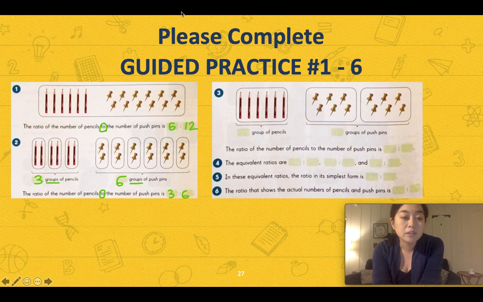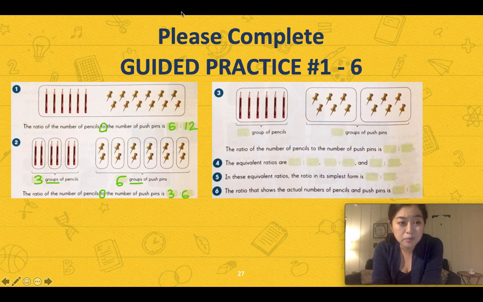So in number 1, it says the ratio of the number of pencils to the number of push pins is, so remember, order matters. What comes first, pencils or push pins? Pencils come first, so we have to write 6 in the first term and 12 in the second term.